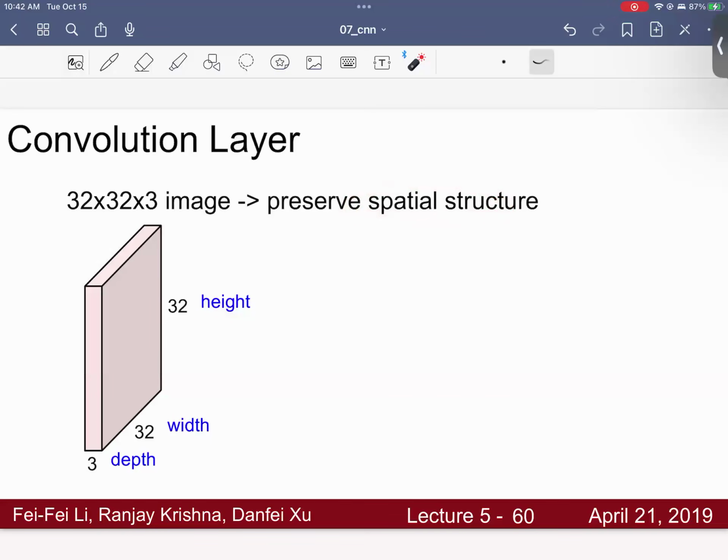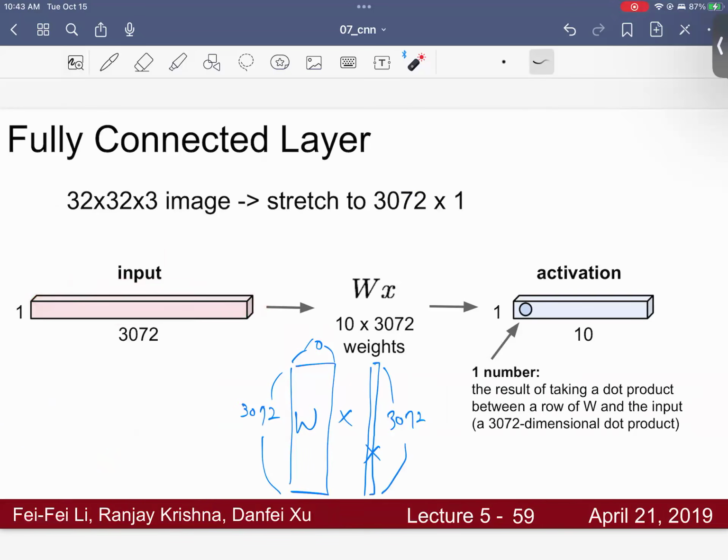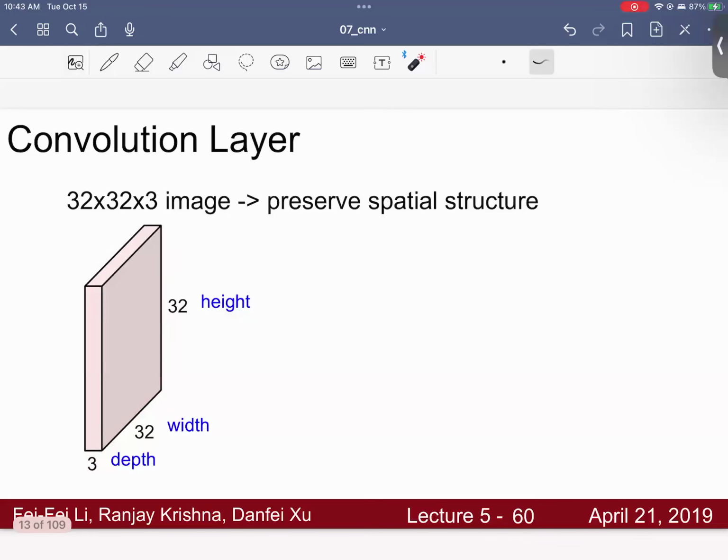So what you would like to do instead is to preserve the spatial structure. It used to look like this, with a human face like this. But if you linearize or stretch it, then you're destroying all the spatial structure. Your human face would be scattered around like this, something like that. You don't want to do that. You want to have the original spatial structure intact, and then start extracting features out of it.